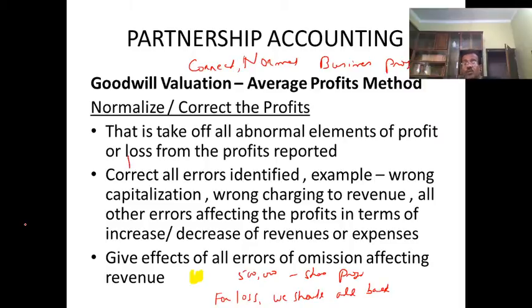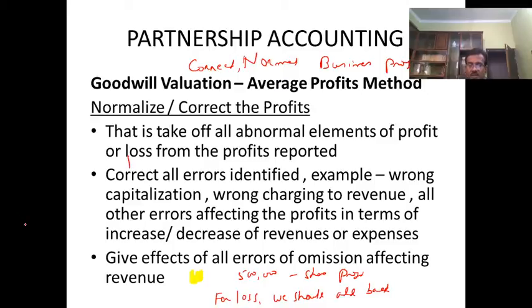Errors can be errors of omission or errors of commission. If you have bought a plant and machinery, and you charge it to repairs, what do you do? You actually then reported less profit because you charged a capital item to the expenses. Or it can be the opposite also. So all these errors will reflect your profit and loss account or net profit incorrectly.